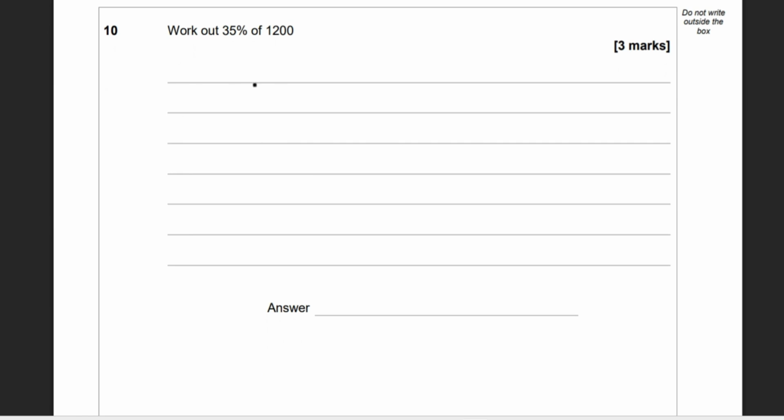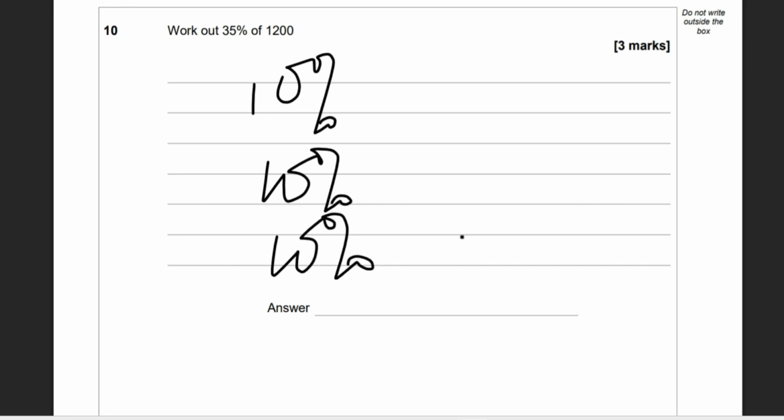Is 10, 10, 10 plus 5. So if you break it down, you have 10%, another 10%, another 10%, then 5%. How do you get 10% of a number? You divide the number by 10. So 10% of 1,200, 1,200 divided by 10, that will give you 120.